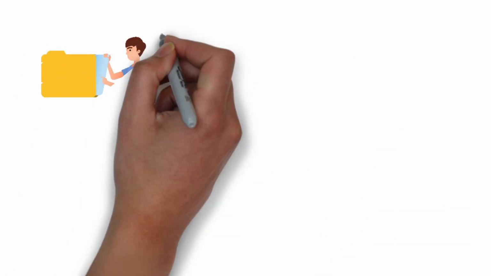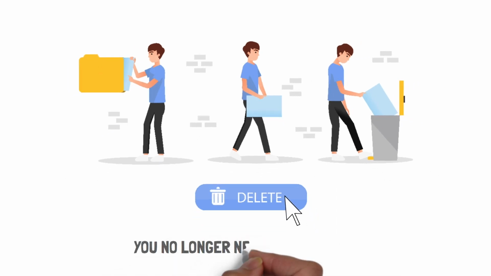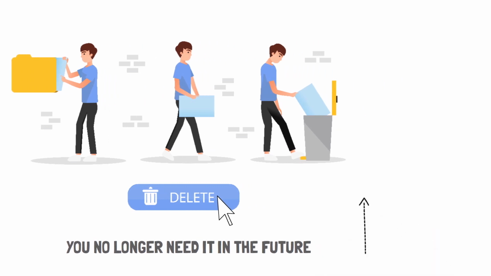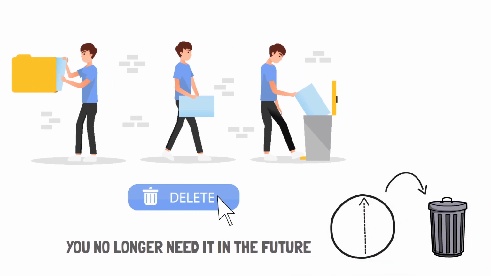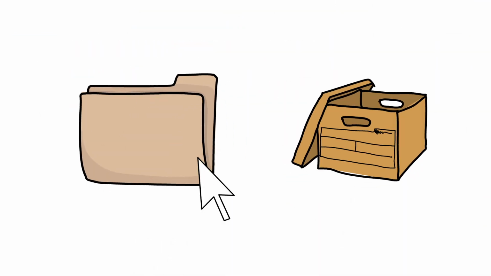Now talking about what happens when we delete any data. Pressing the delete button means commanding the operating system that you no longer need that data in the future, and so the reference to the pointer gets deleted. So the data continues to exist in your storage. However, you can no longer access it.